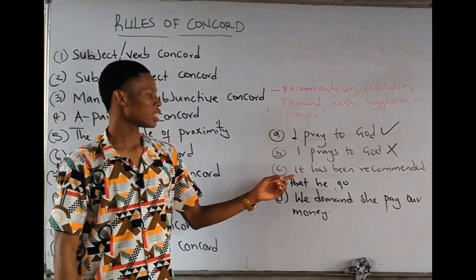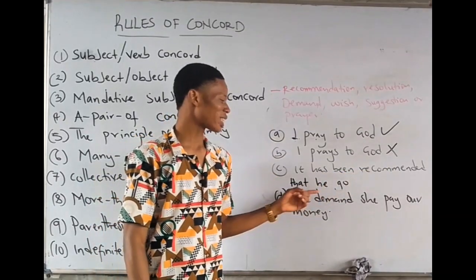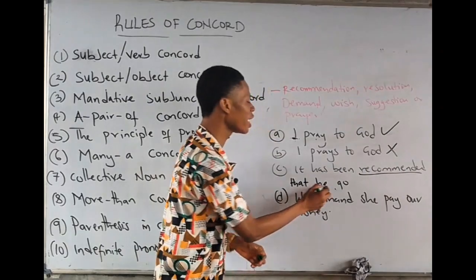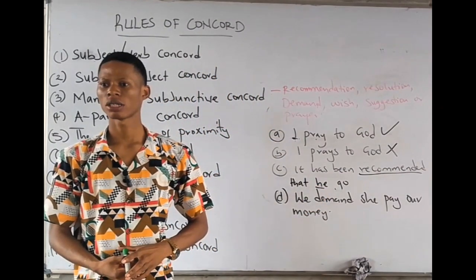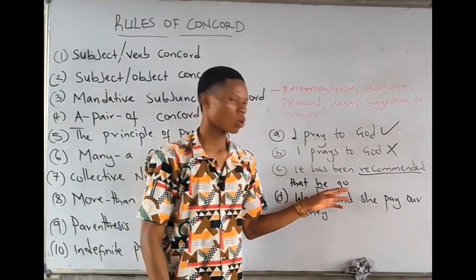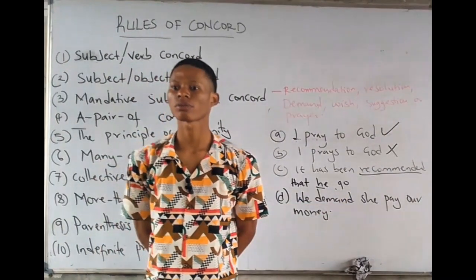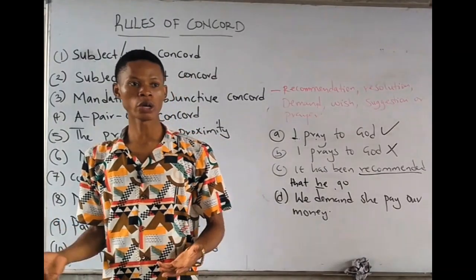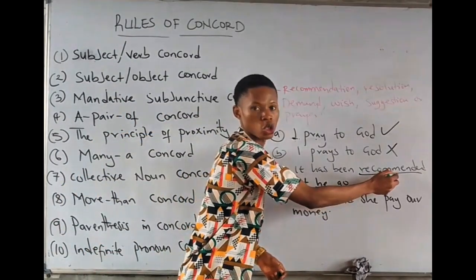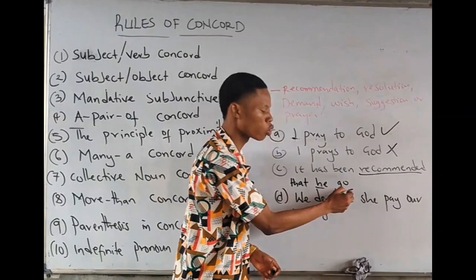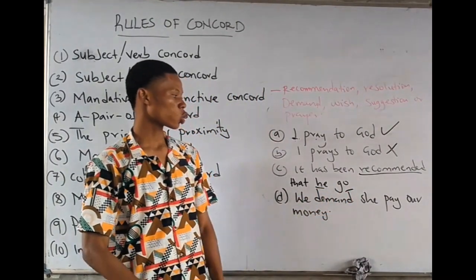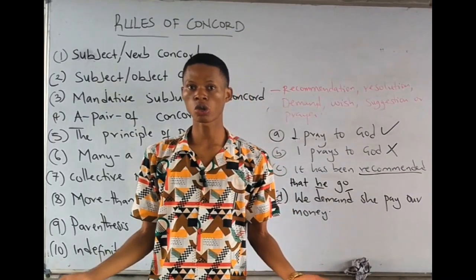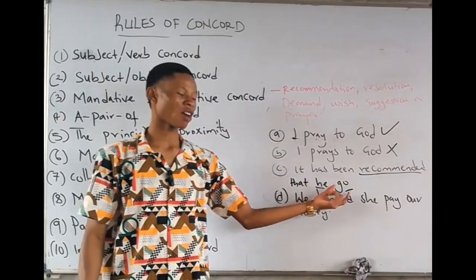Now look at the next case. It has been recommended that he go. Recommendation is involved. The he here, is it plural or singular? Singular, right? Now go, is go singular or plural? It's plural, right? Goes, singular. Go, plural. But since it is a recommendation, we use the plural verb go and not goes. So it is wrong to say it has been recommended that he goes. It's wrong because it's a recommendation. So you must have a plural verb.